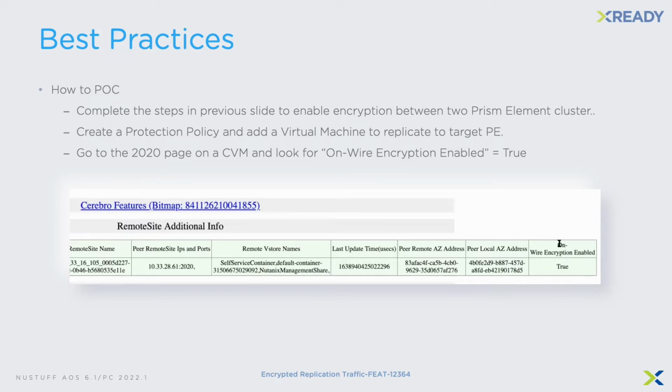Once replication is proceeding, go to the 2020 page on the CVM and scroll down to the remote site additional info, and then scroll to the right where you'll see on-wire encryption enabled. You're looking for equals true for the remote site setup that you have.